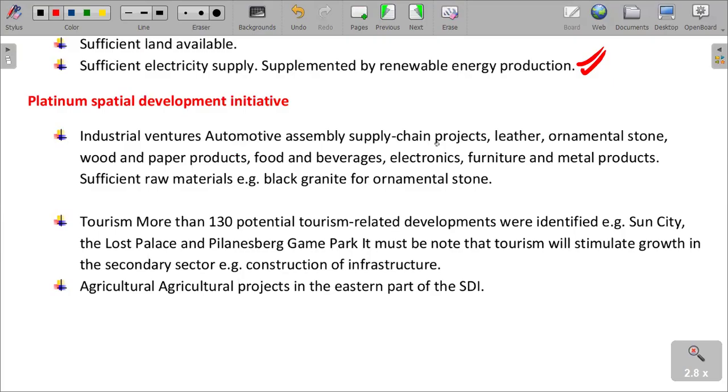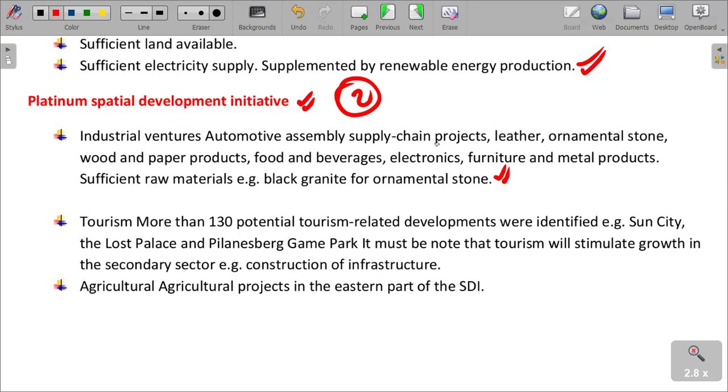Platinum Spatial Development Initiative. Industrial ventures: automotive assembly supply chain projects, leather, ornamental stone, wood and paper products, food and beverages, electronics, furniture, metal products, and sufficient raw materials, e.g. black granite for ornamental stone. All these we are talking about are types of businesses that are also taking place there.